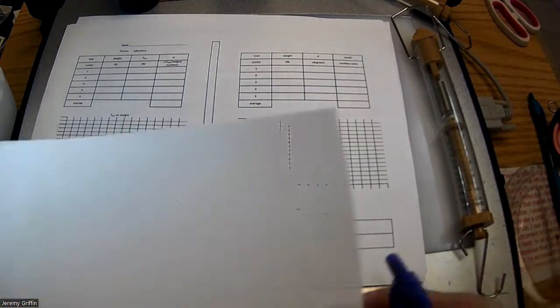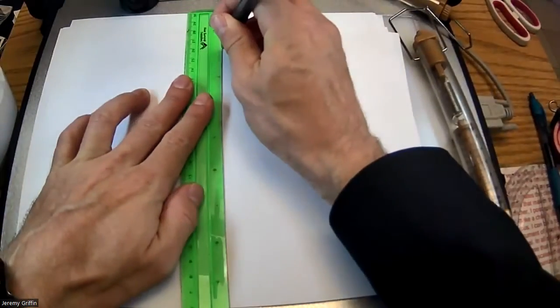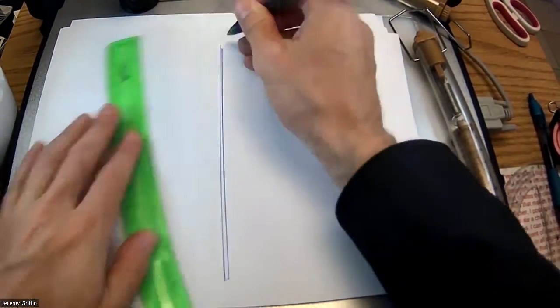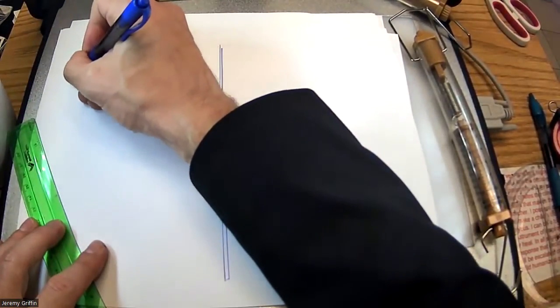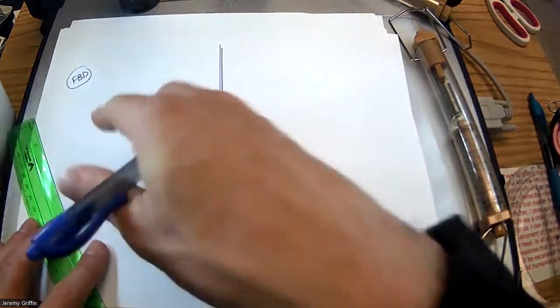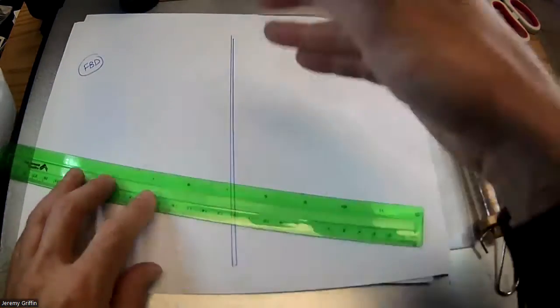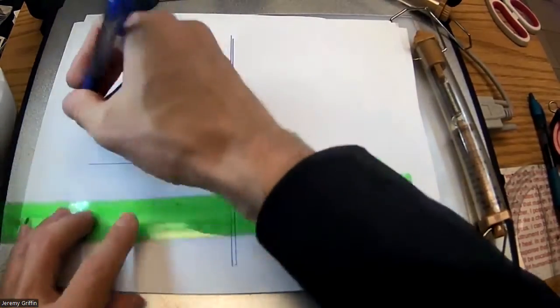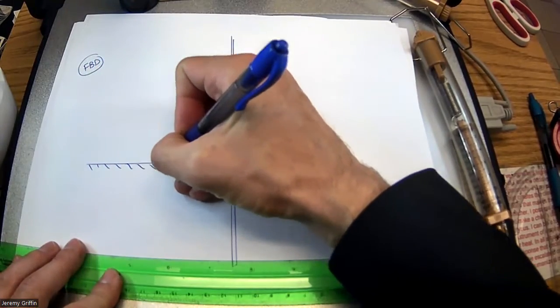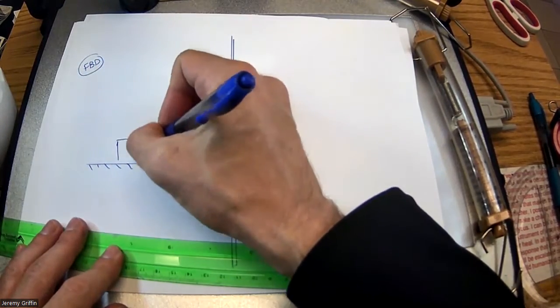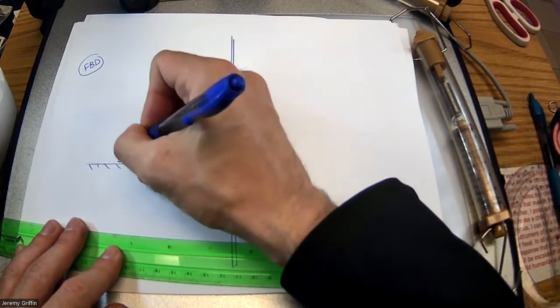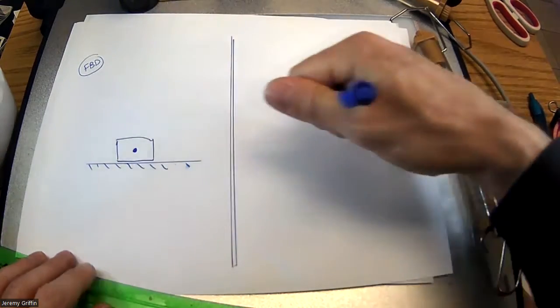Hey, maybe I need a picture of that. You know what I need? Let's do a free body diagram. You guys remember free body diagrams? An FBD for what you guys just saw and what you guys are about to do. Okay, so let's get a side look at that. Here's the surface, right there. There was a lab weight, center mass, and I was pulling at constant velocity.